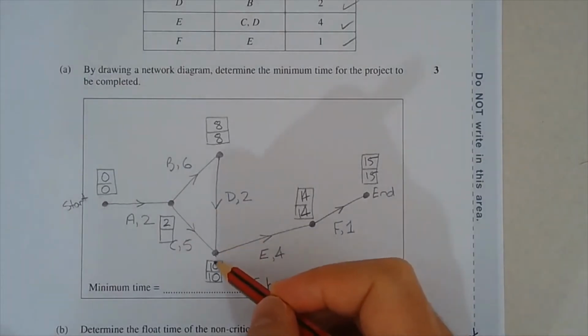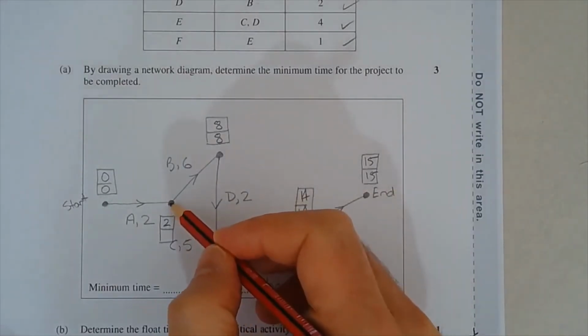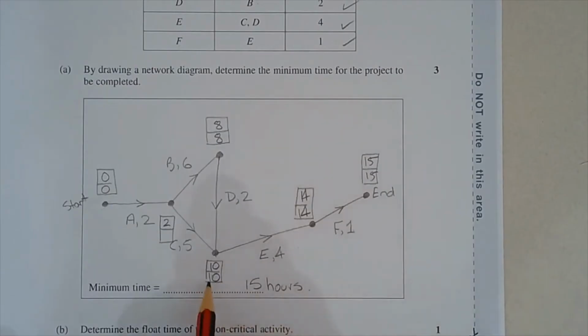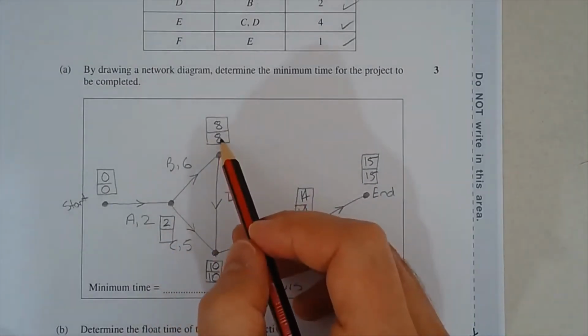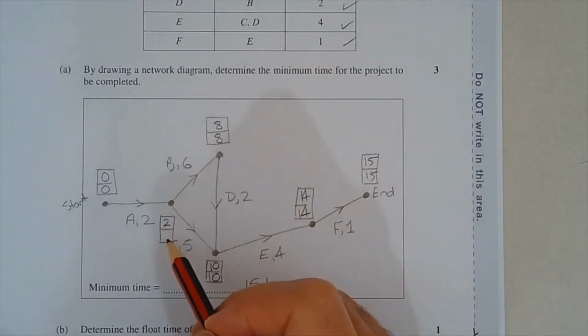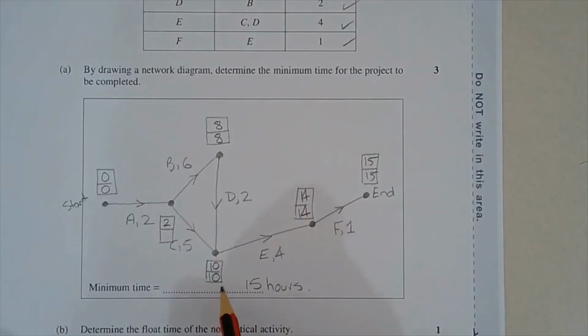Now there's 2 ways to get to this vertex here. We can do 10 minus 5, which gives you 5, or we can do 8 minus 6, which gives you 2. You put the higher number now. So 10 minus 5 is 5.